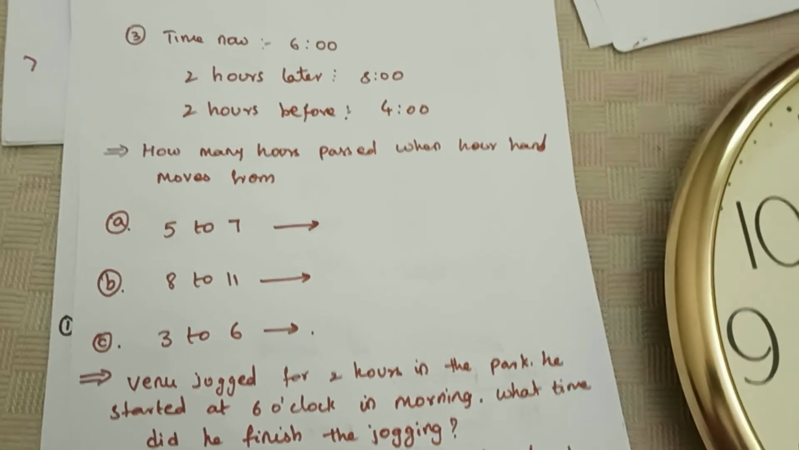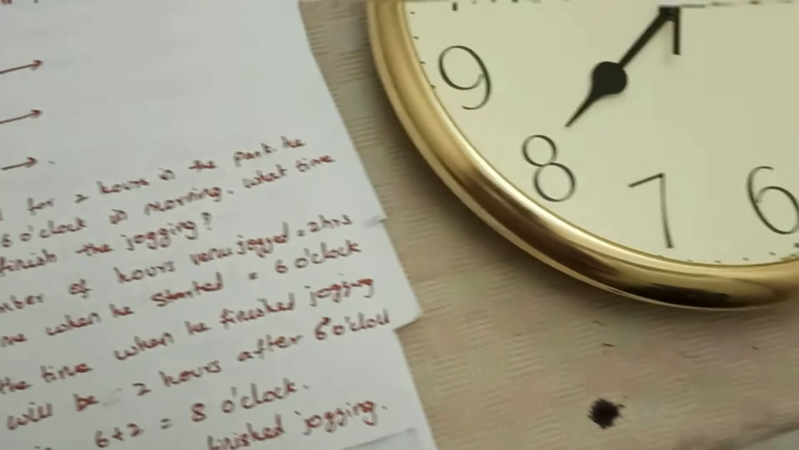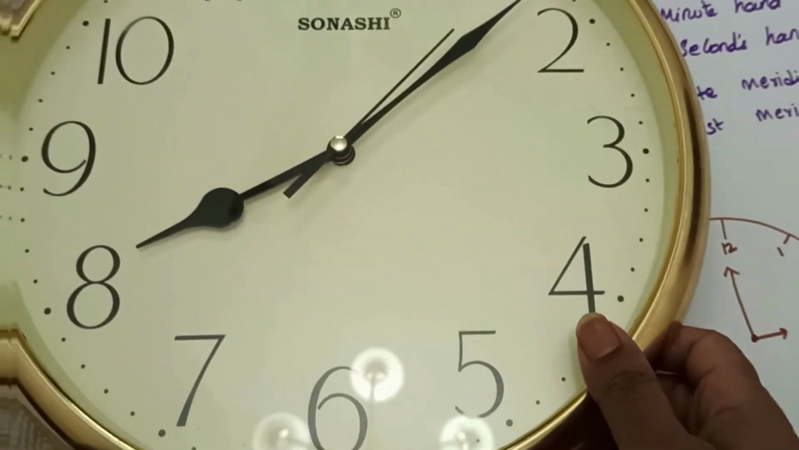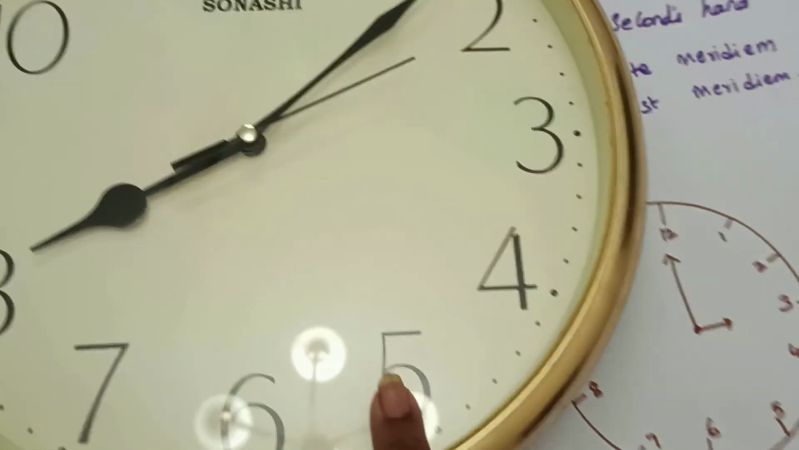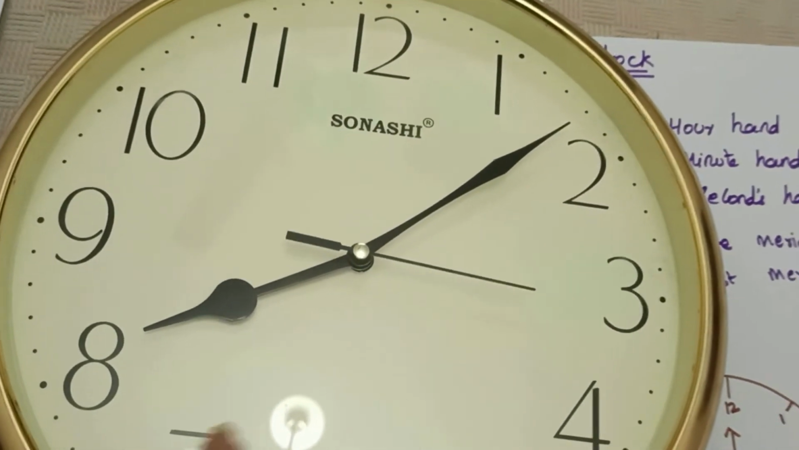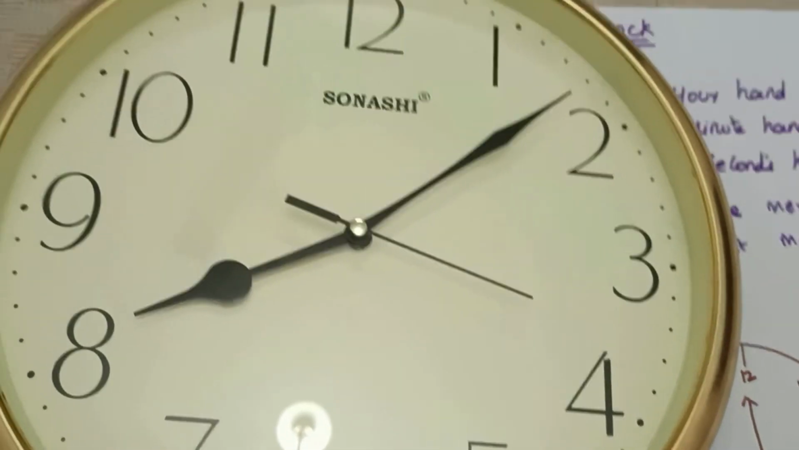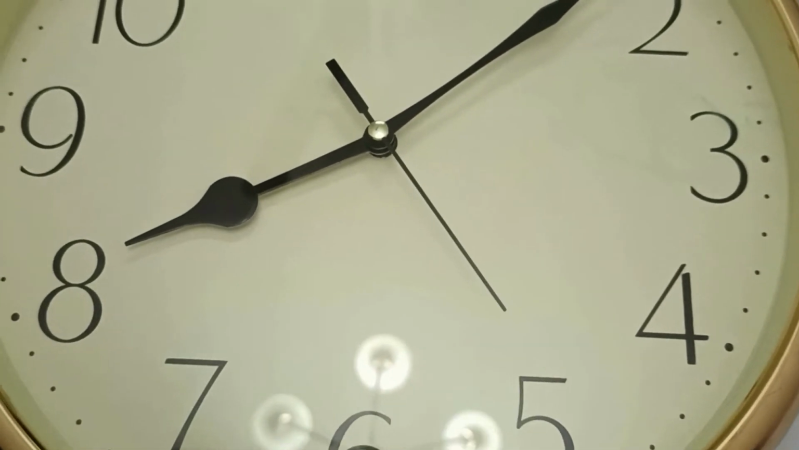The next type of questions can be, how many hours passed when our hand moves from? So, if I see this clock, the first question is 5 to 7. So, when my hour hand is from 5 to 7, how many hours are passed? So, 5 to 6, 6 to 7. So, 2 hours are passed.